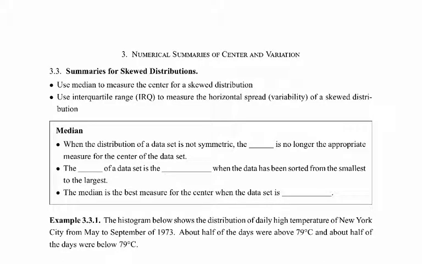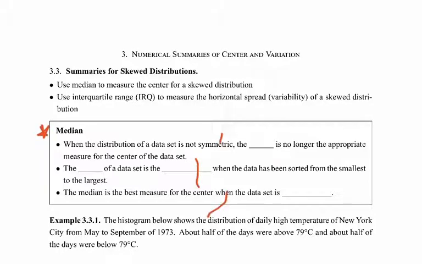This is section 3.3, and the title of this section is Summaries for Skewed Distributions. In the last couple of sections, we've been focused on what kind of measurements we would use to analyze a distribution if it's symmetric. Now we're going to look at what to do if the distribution is skewed. When it was symmetric, we said the mean was what we wanted to use for the measure of center or the typical value. However, when it's a skewed distribution, now we're going to focus on the median.